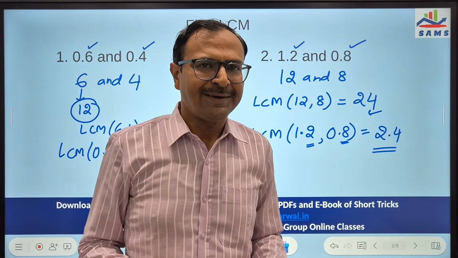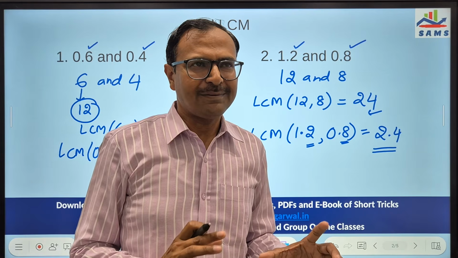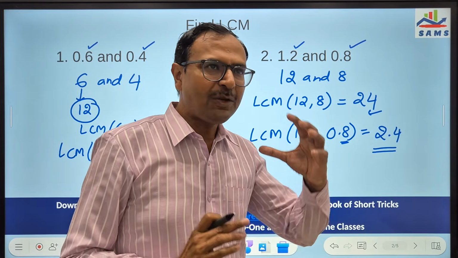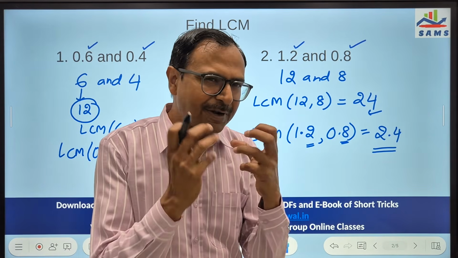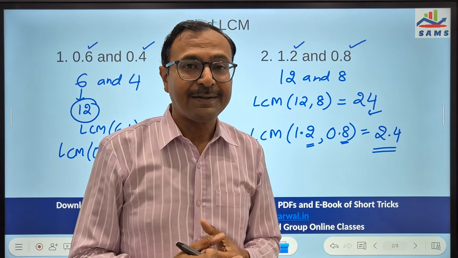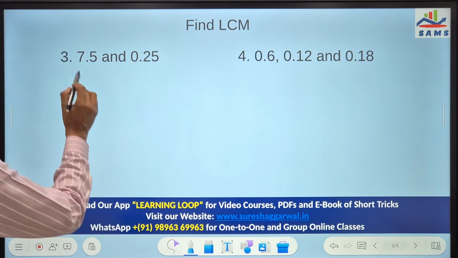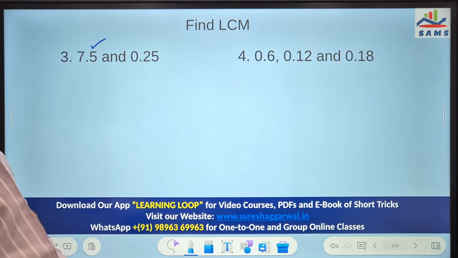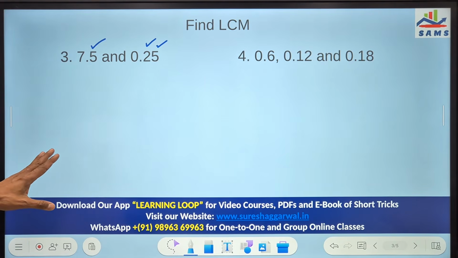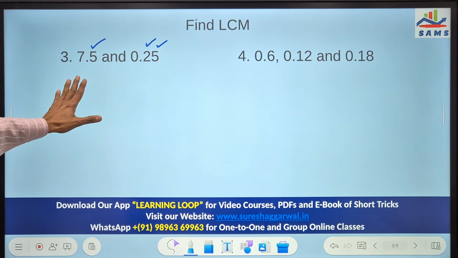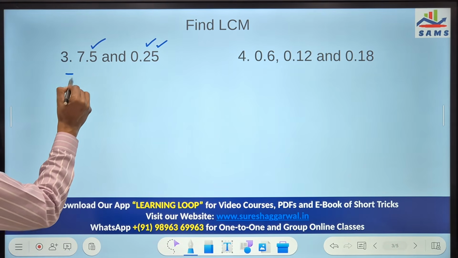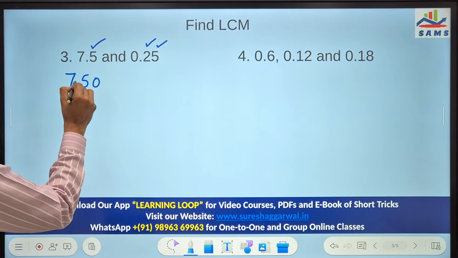Sounds easy, like, but what happens when you do more questions of different models, different types, there comes the complexity. Let's see some more questions. Here we have 1 digit after decimal and 2 digits after decimal. So what do we do here is, the first thing you have to understand is 7.5 is to be written as 7.50.